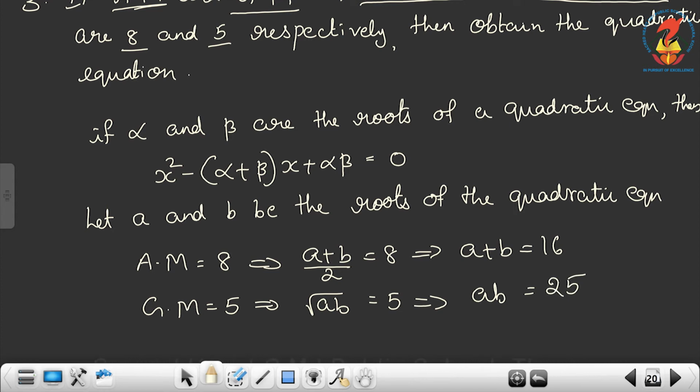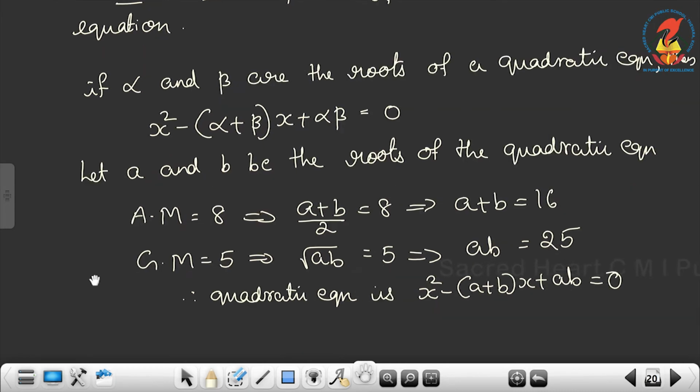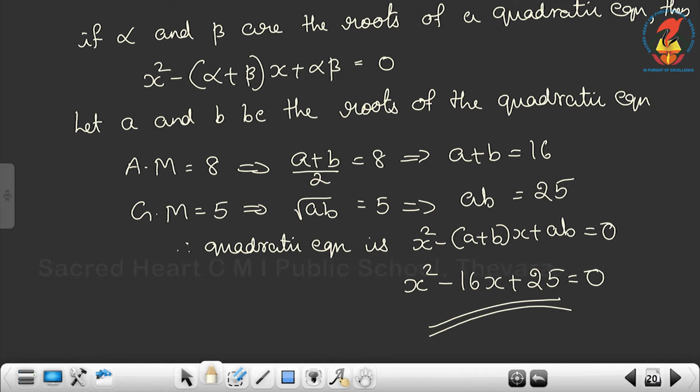Now the question is obtain the quadratic equation. So if a and b are the roots, how to write the equation? x square, therefore quadratic equation is, instead of alpha and beta you have to write a and b. So x square minus (a plus b) into x plus ab equal to 0. Now give the value of a plus b and ab. So x square minus 16x plus 25 is equal to 0. That is the required quadratic equation.